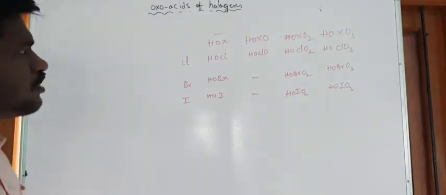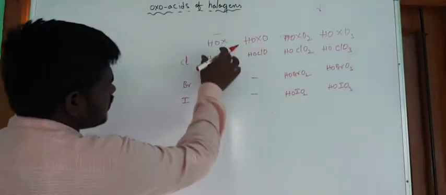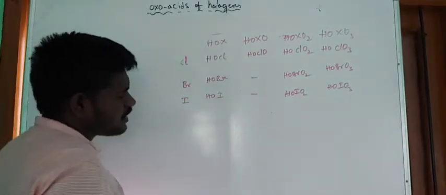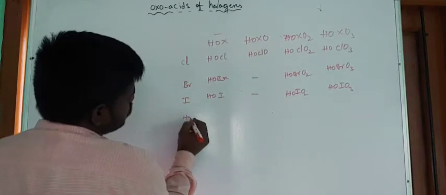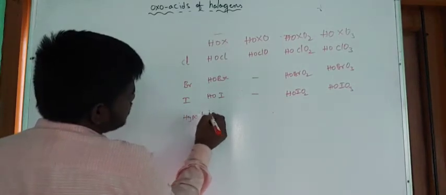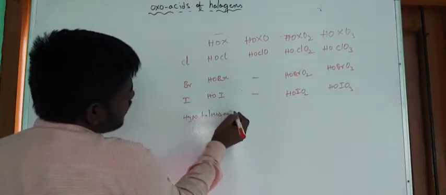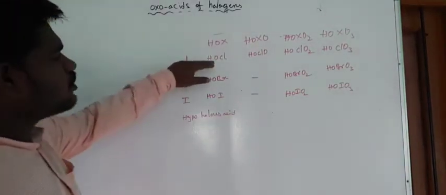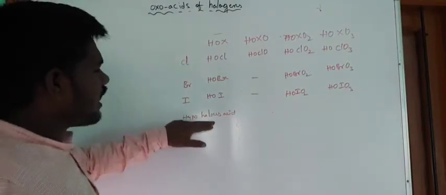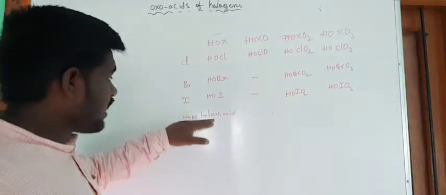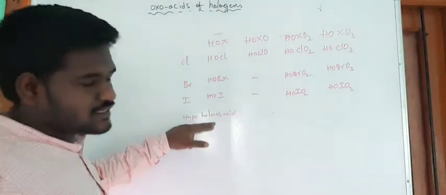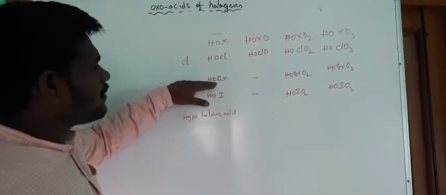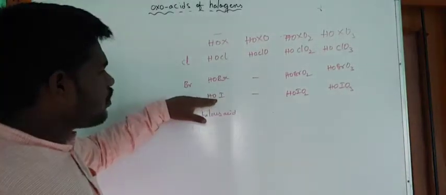Right. Now first let us see the naming. Here HOX means, guys, the general name for all these acids you can take like this: hypohalous acids. What is the name of HOCl? In place of the halous we need to take chlorous. So this is hypochlorous acid, this is hypobromous acid, and this is hypoiodous acid.